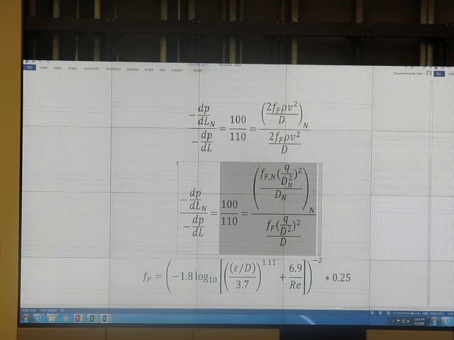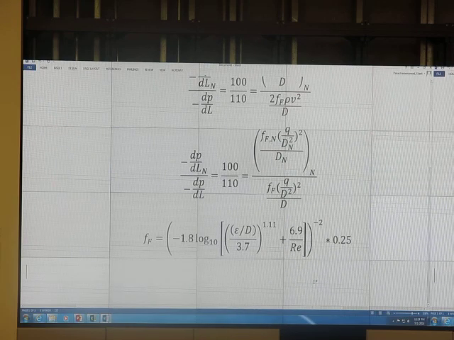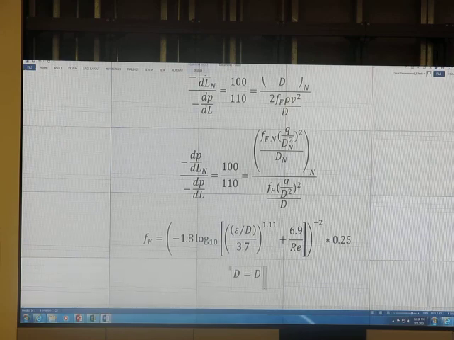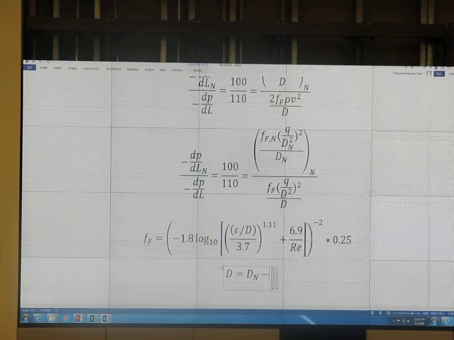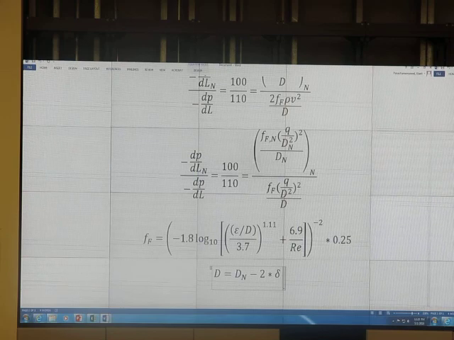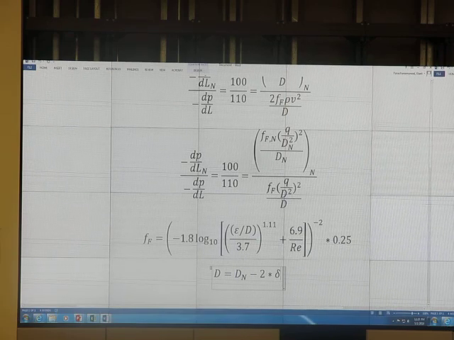So once we calculate D, how much is the deposit thickness? We know that D equals D sub n minus 2 multiplied by the deposit thickness. Good? So if the pipe has a deposit thickness of 1 inch, the new diameter will be that diameter minus 2 inches, because it deposits on both sides. So from this equation, we know the new diameter, then we can get the deposit thickness.